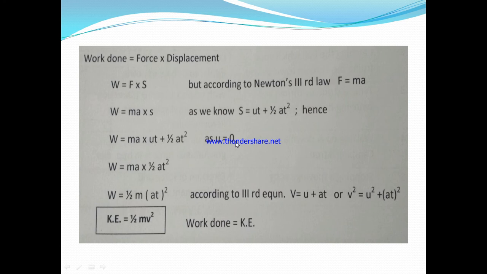So you can have W is equal to ma into (ut plus 1/2 at square). As u is equal to 0, the initial velocity of the object is 0. In that case, W is equal to ma into 1/2 at square. Or rather you can write W is equal to 1/2 m at square.